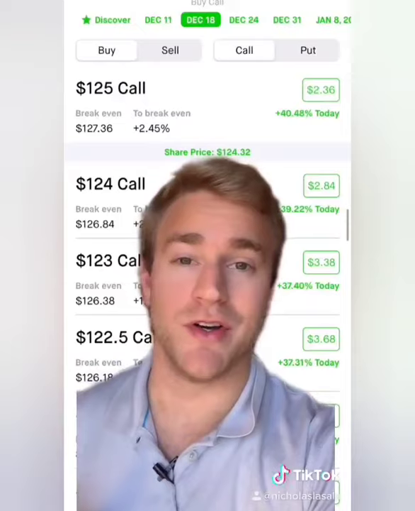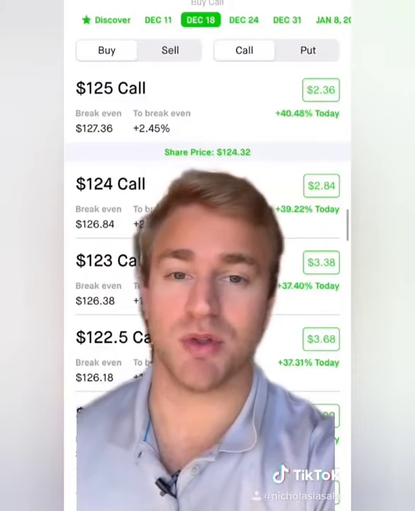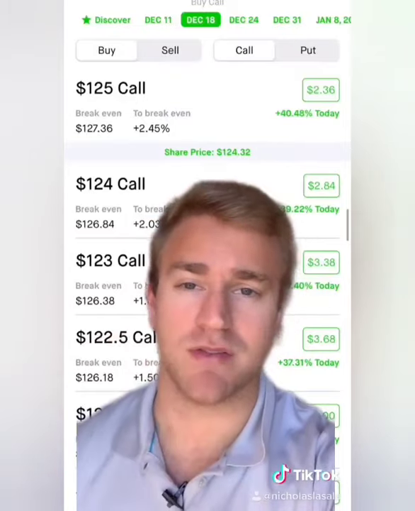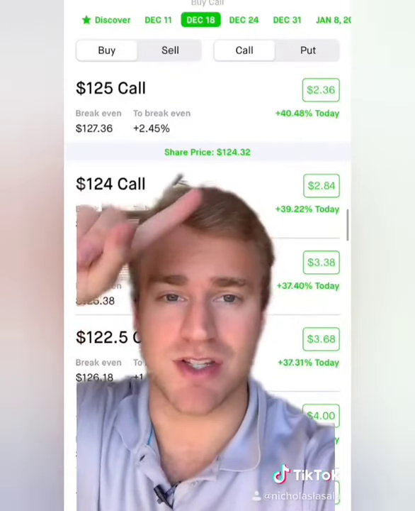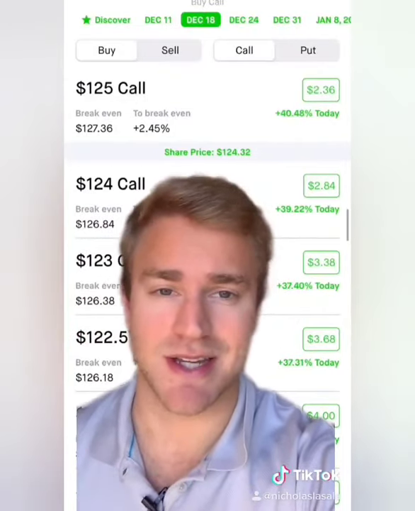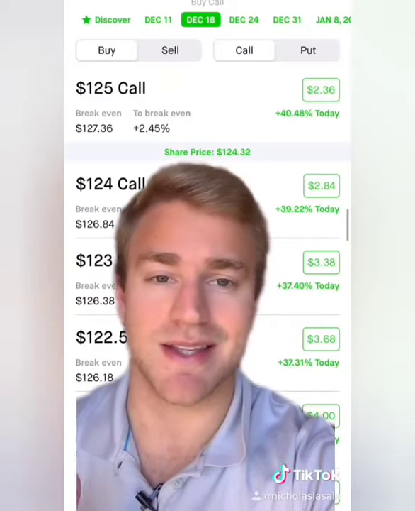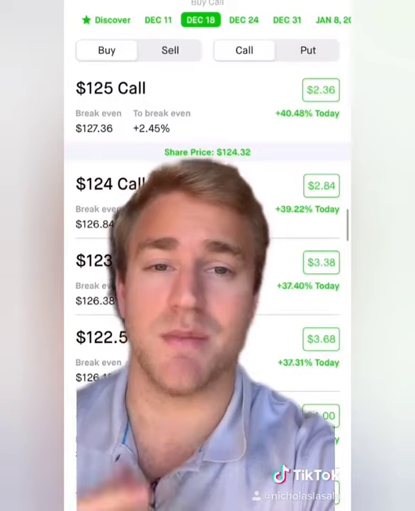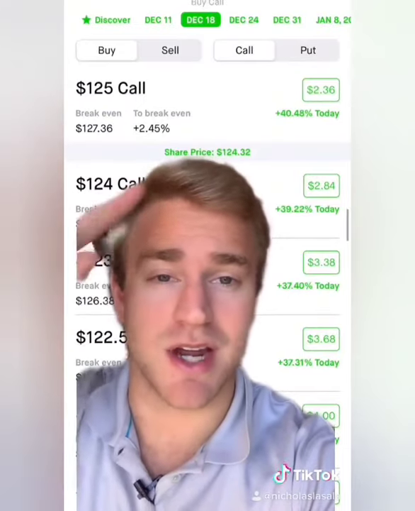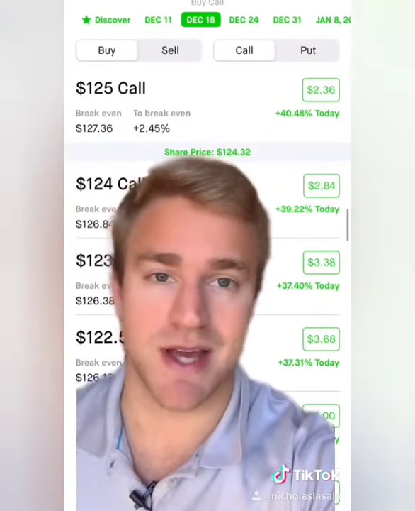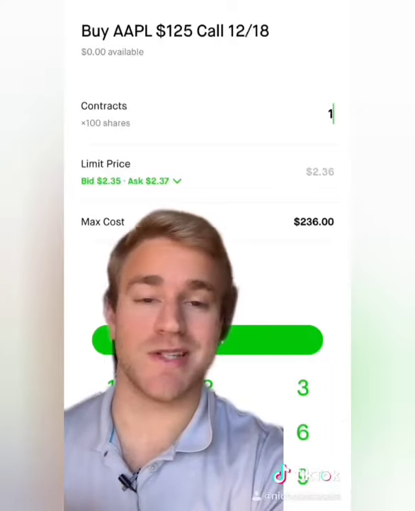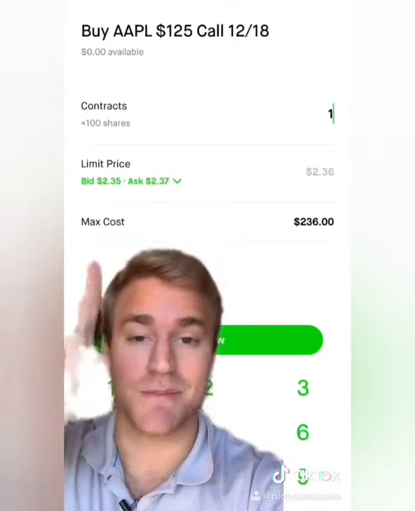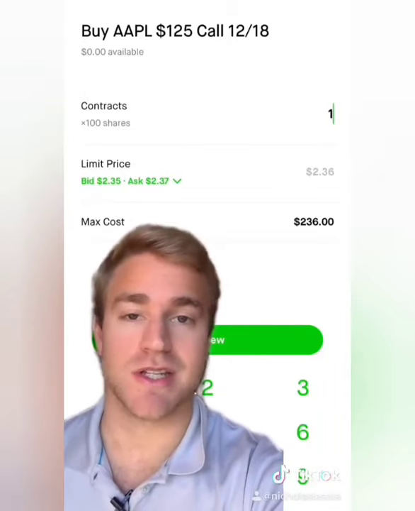So I'm on Robinhood and I have the Apple call options pulled up with an expiration of December 18th. And if you look at that $125 call, you'll see that the price is $2.36. And what you need to realize is that this is the price per share. Since every contract is 100 shares, the premium that you're going to end up paying for this contract is actually 100 times that. And you can see this whenever you actually go to execute the order. So right here, I put in I want 1 contract, and you can see that the max cost shows $236.